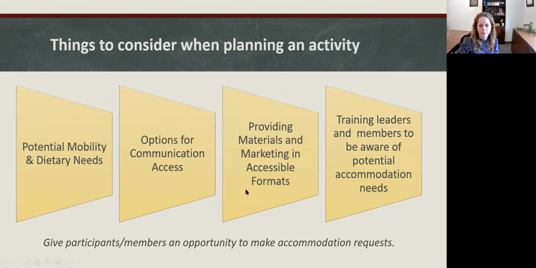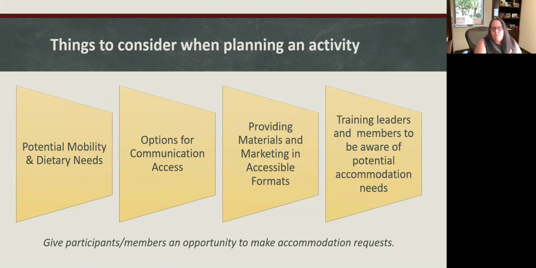Oh, great, thank you. So when you're planning, I'm going to come back to those main areas, but what do you think about the potential mobility and dietary needs of the people who might be participating? Have you thought about these things and are you planning for them? Do you have options for communication access? Have you thought about the acoustics and amplification? If someone needed an interpreter, how would they make that request? Are your materials and marketing in accessible formats? And do your leaders, members, and advisors know about potential accommodation needs, how to ask and how to respond if somebody has a need? Make sure you're giving participants an opportunity to make those requests, and putting that out there so they know you welcome the opportunity to make your events and meetings more accessible for them.